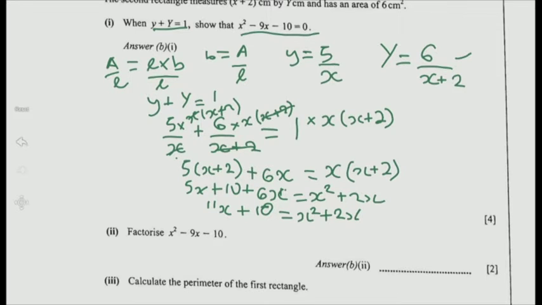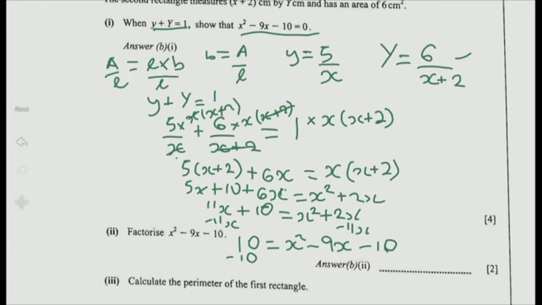So you'll subtract the 11x on both sides. Here, subtract the 11x, so we remain with 10 equal to x squared, then 2x minus 11x, that will be minus 9x. Then to remain with 0 here, we subtract 10. Subtract 10.